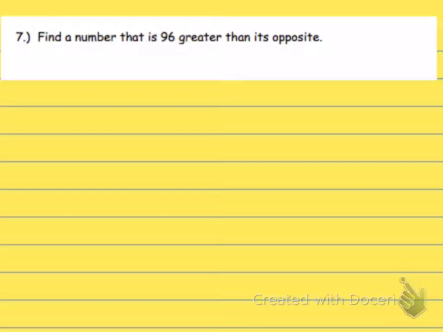Find a number that is 96 greater than its opposite. We want to choose a variable. I'm just going to choose x here, and x is going to be my unknown, and this time my unknown is just a number that I'm looking for. But each time we do want you to define your variable.